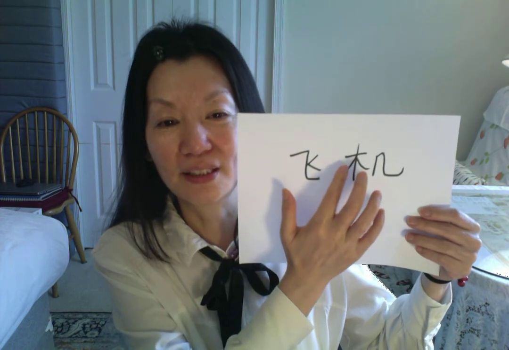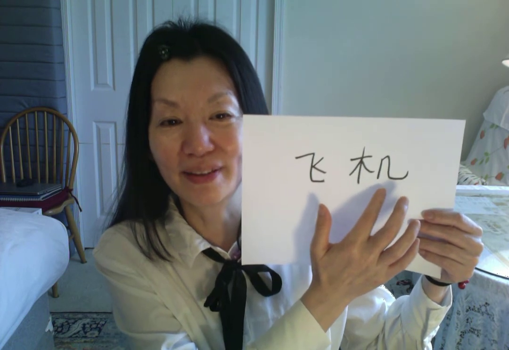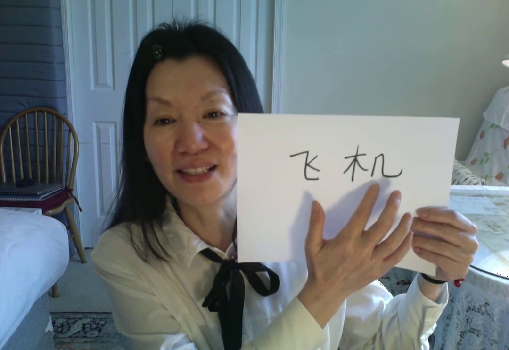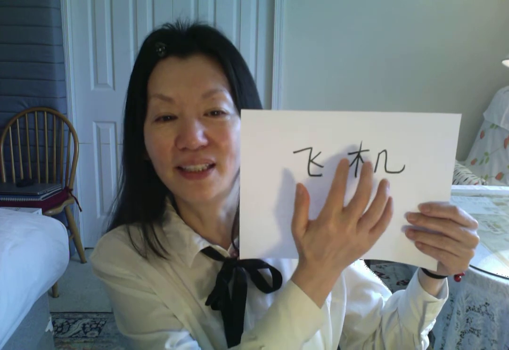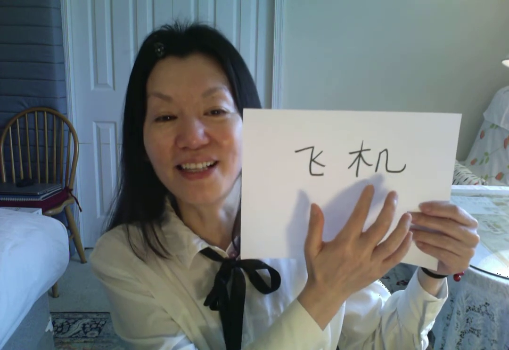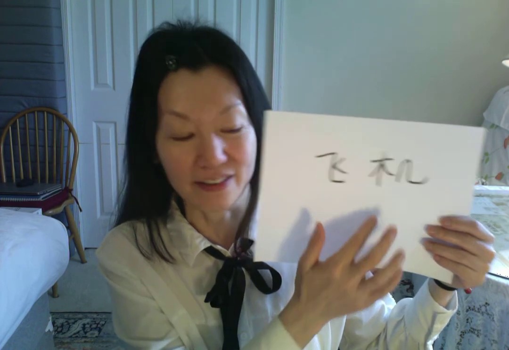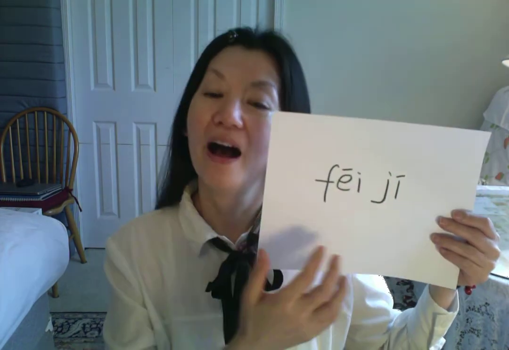In 机, this radical we pronounce mu, and this part we pronounce 几, like in 几点, what time. 几 means how much or how many, sometimes a little. Together we pronounce ji. This character's sound comes from this radical. Fēijī. See the pinyin here, right? Fēijī.